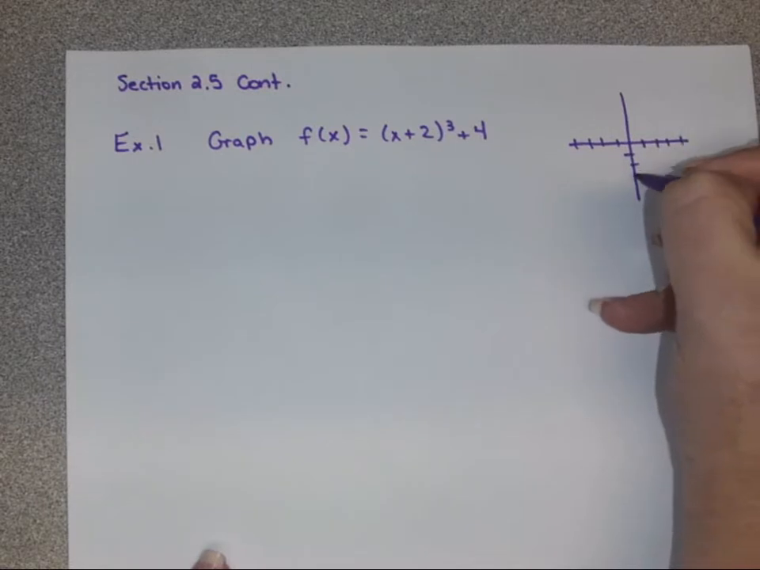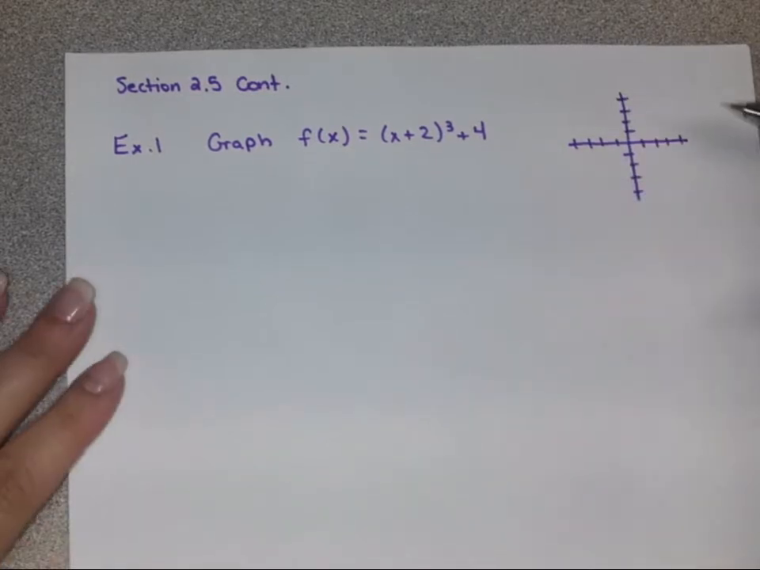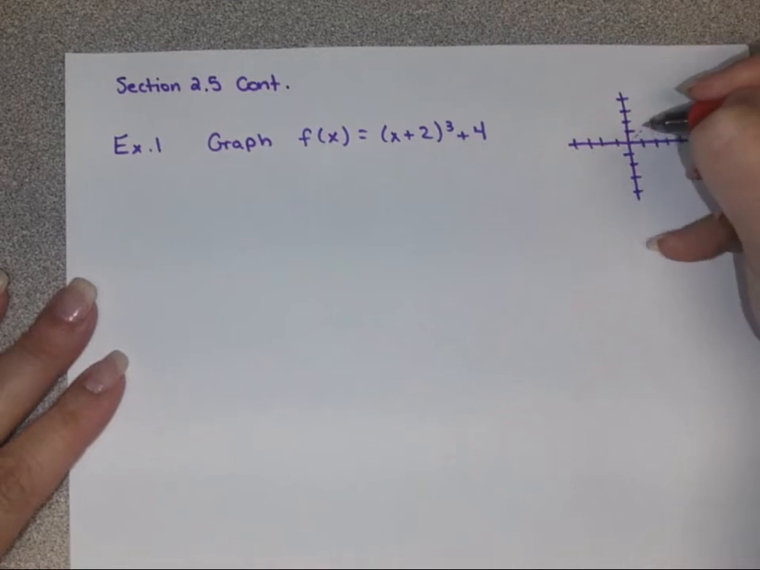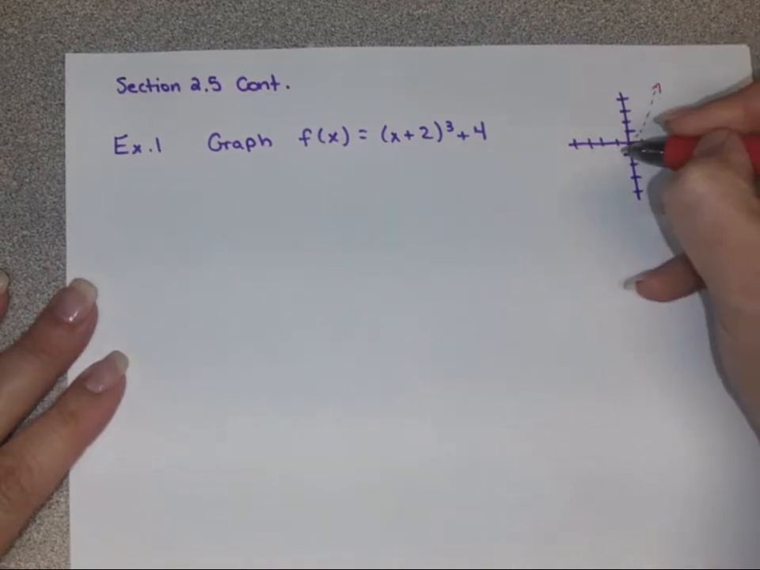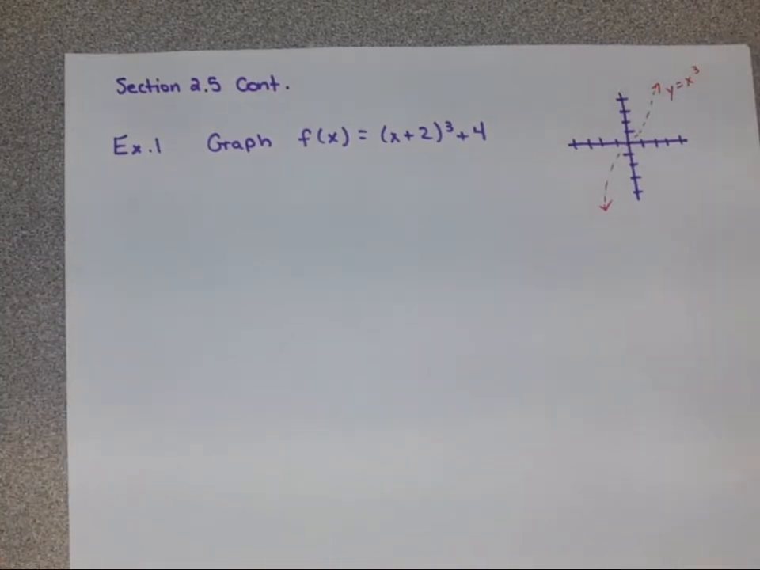Because this is something you're going to need to be able to do on test 1. You're going to need to know, what does the original look like? What change do I need to make? So I'm going to show a dashed line here, right? This is the parent function, is what we call it. This is the original y equals x cubed.